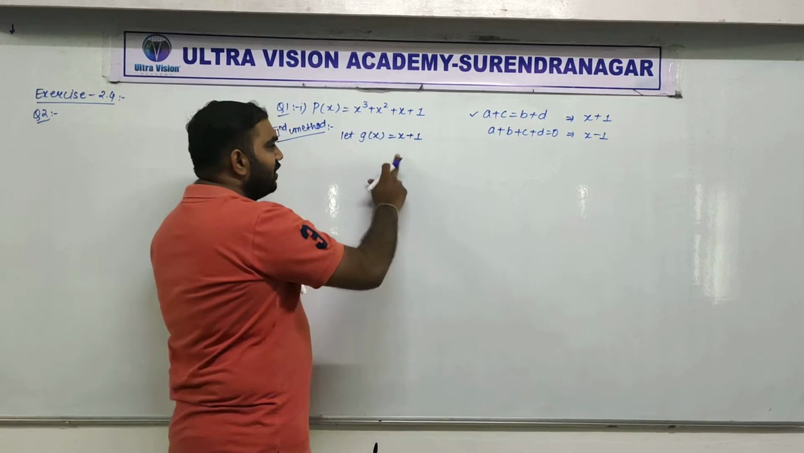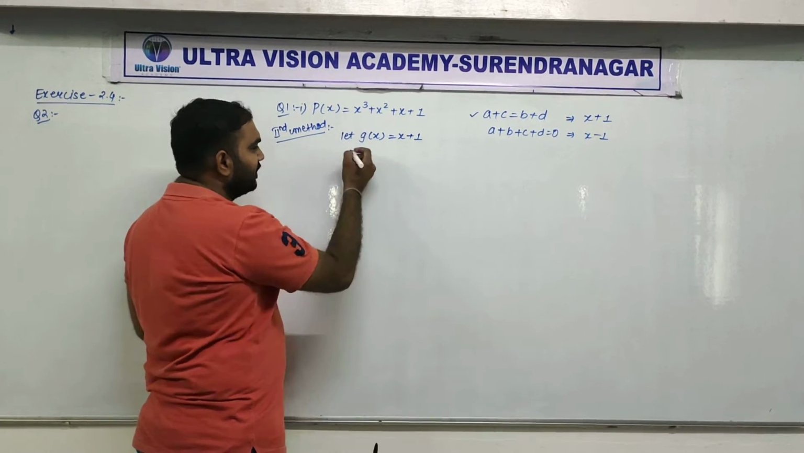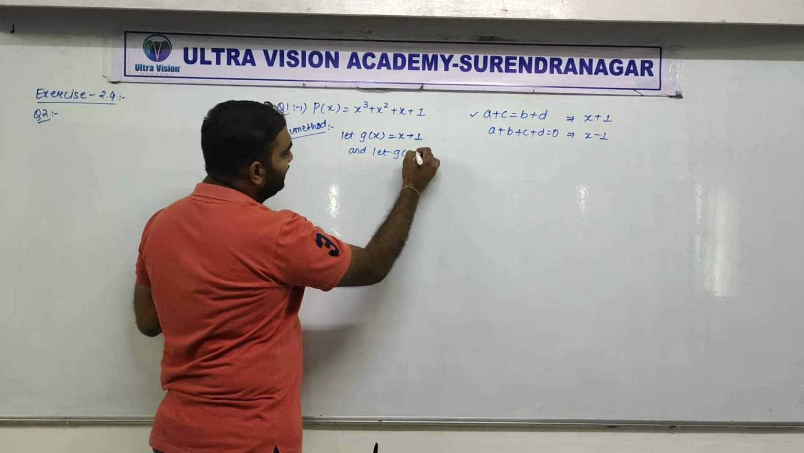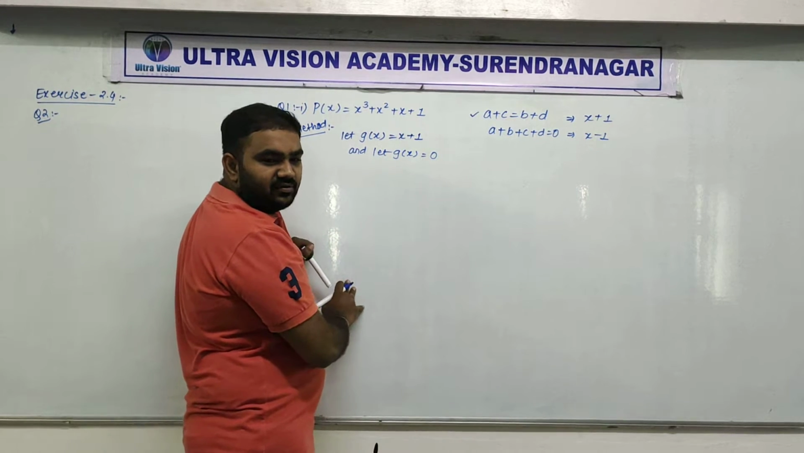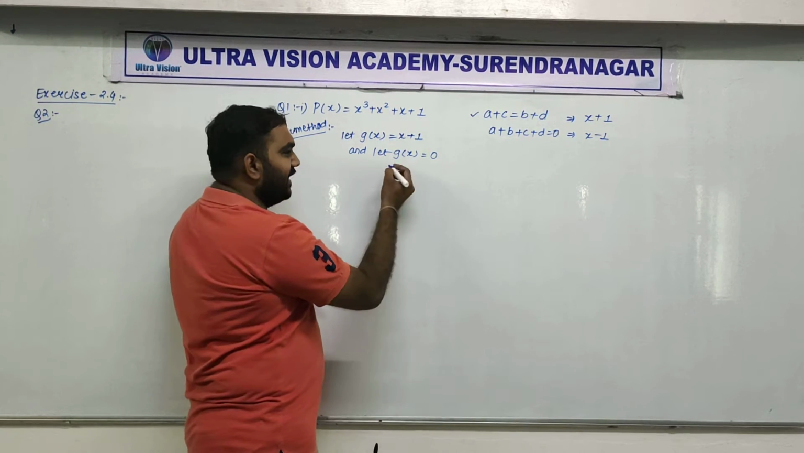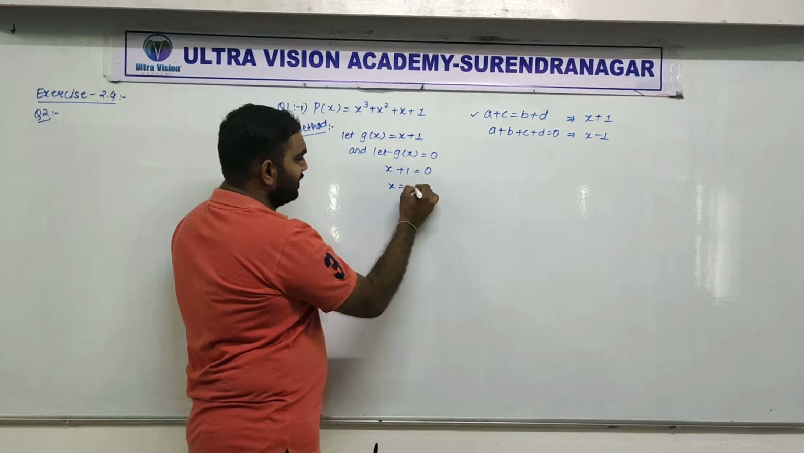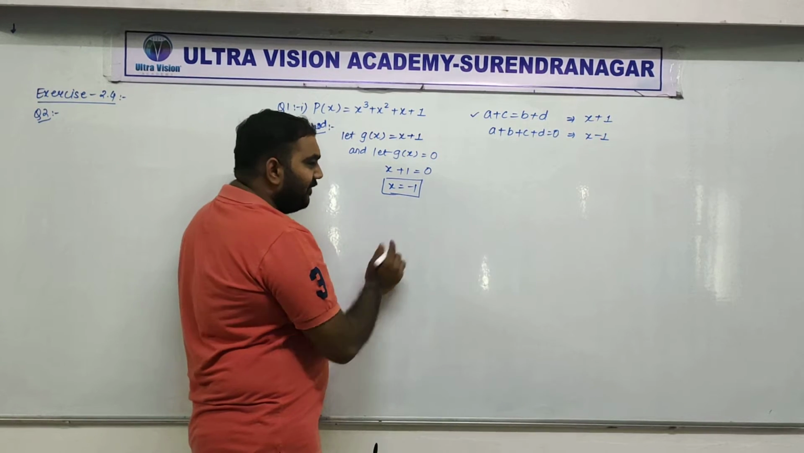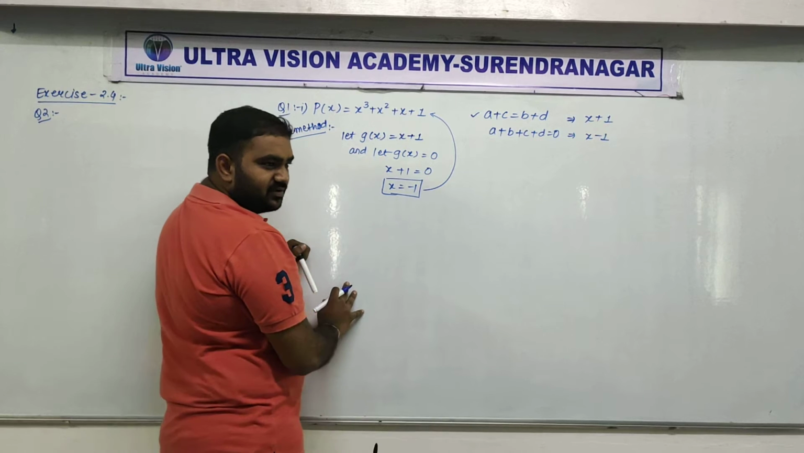Clear? Sure. Now I need to check for the second method. I'll take g of x as x plus 1 and let g of x equal to 0. Setting g of x equal to 0, what value of x will we get? The value of x will be -1. Ready? Now where will we replace this value of x? Using the factor theorem.